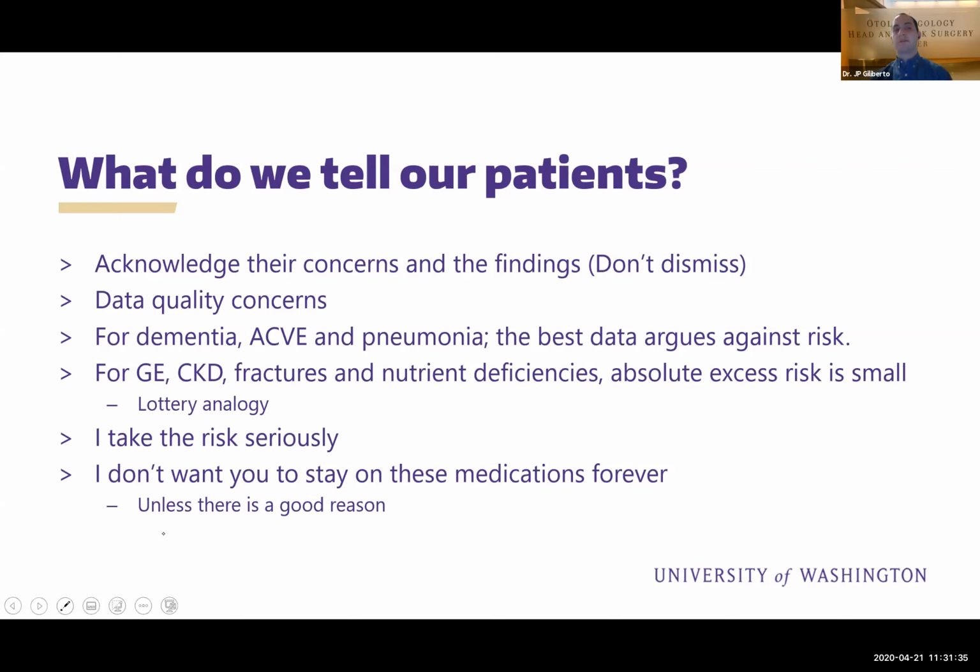I then like to express some quality about the data concerns. I like to tell them that for cardiovascular events and pneumonia, as well as dementia, the best data that we have argues against any risk. And then for chronic kidney disease, fractures, and nutrient deficiencies, the absolute excess risk is pretty small. I have a little lottery analogy that I'll take you through in a second. And then I like to tell them that I take that risk seriously and I don't want them to stay on these medications forever, unless there's a good reason.